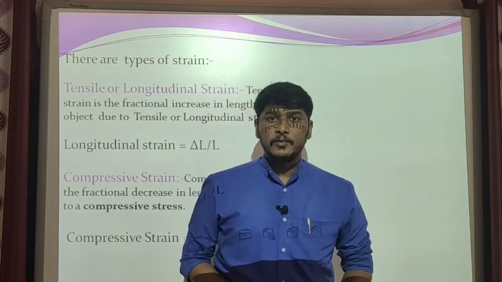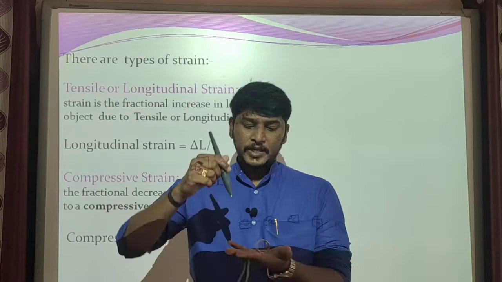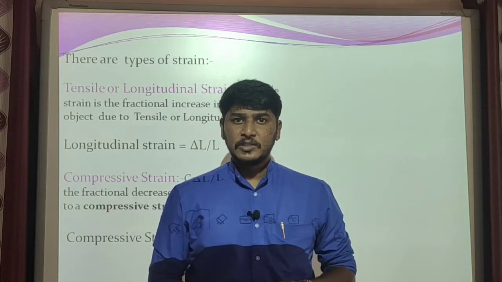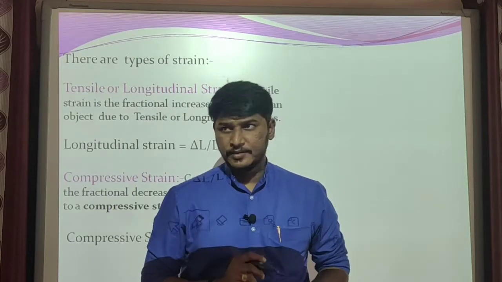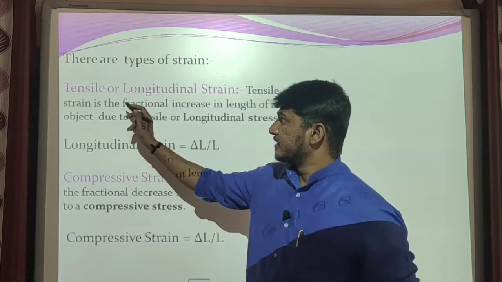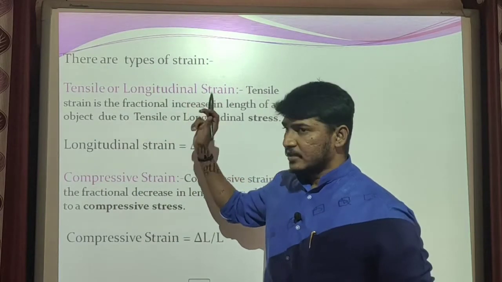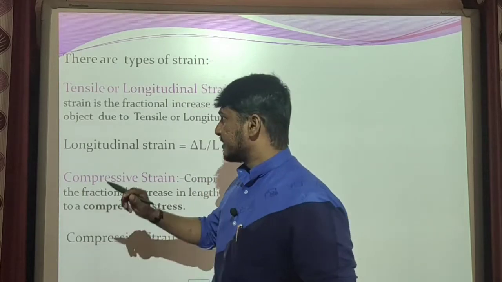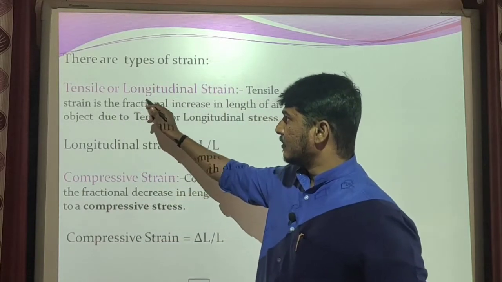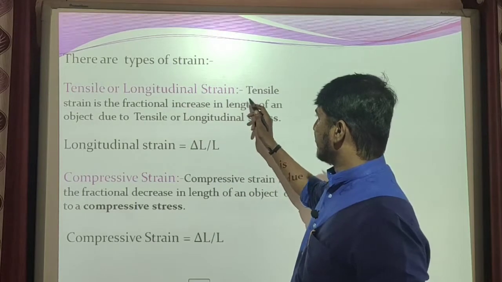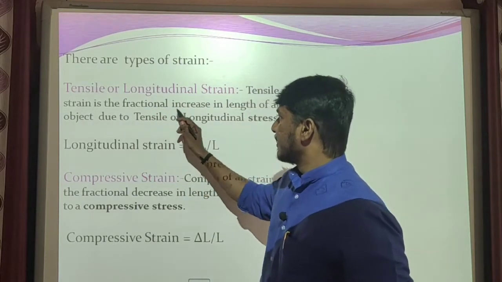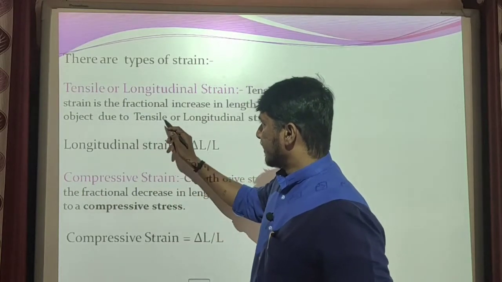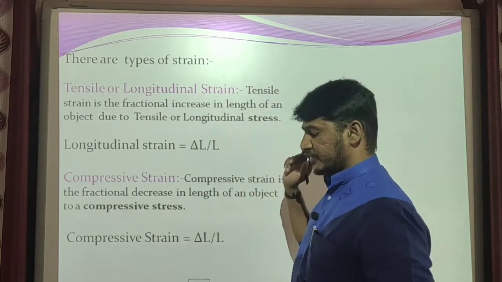Here, when we apply force normally on a surface or area, we are going to observe two types of strain. The first one is tensile or longitudinal strain, and the second one is compressive strain. Okay, let us see the first type, that is tensile or longitudinal strain. It is simply the fractional increase in length of an object due to tensile or longitudinal stress.